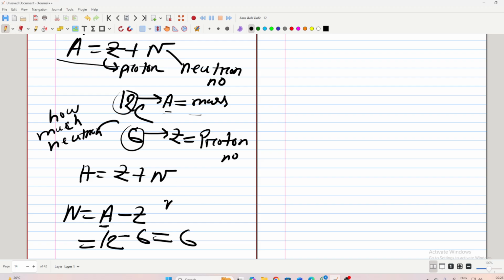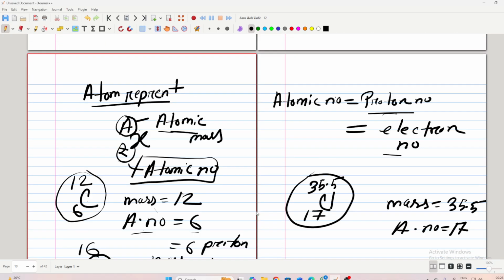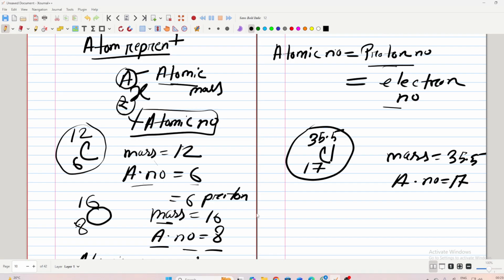How much neutron does this have? Neutron number 6. Am I clear? So what have we just learned? We at first learned how we represent an atom.